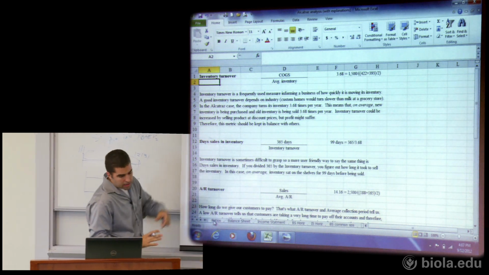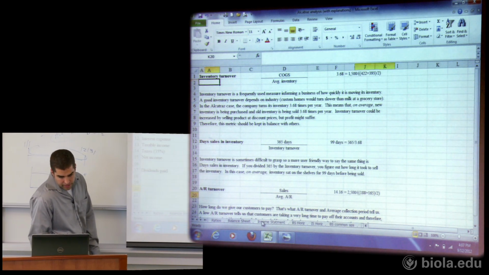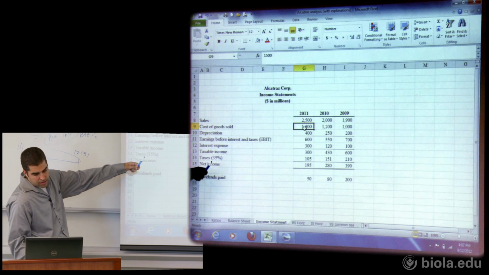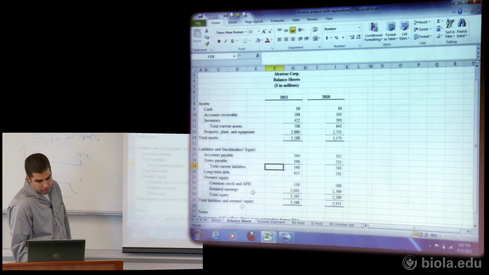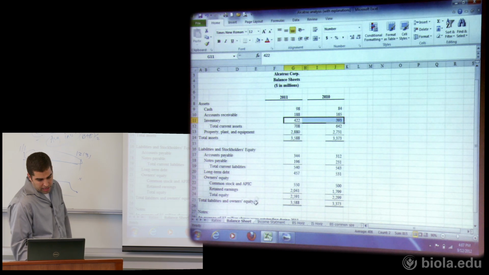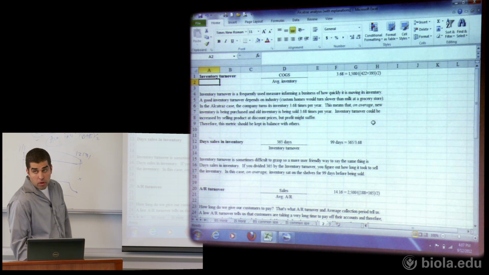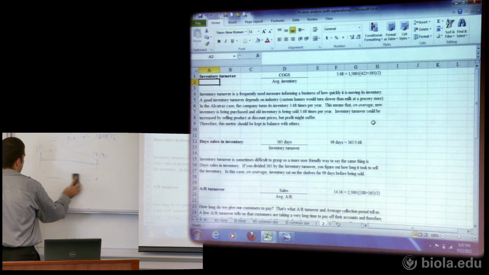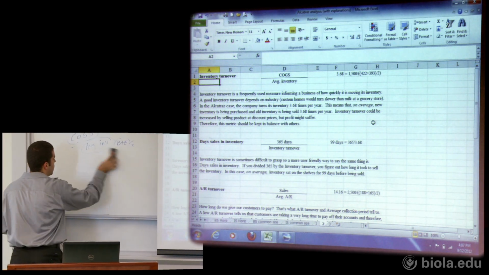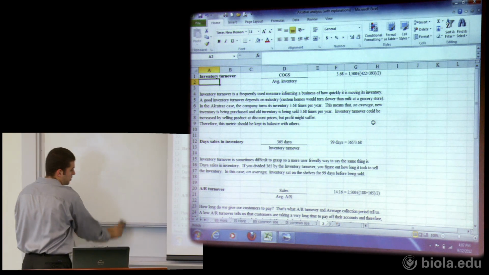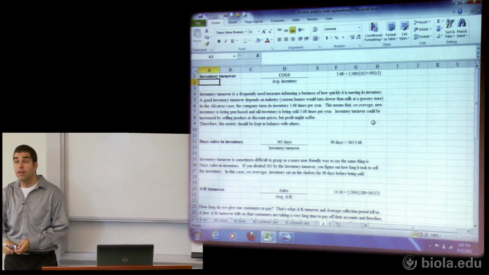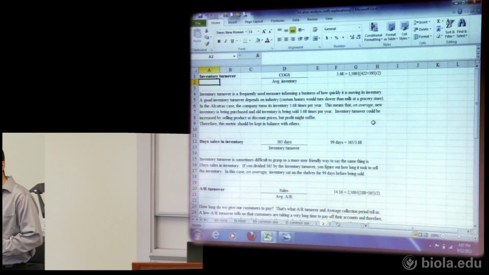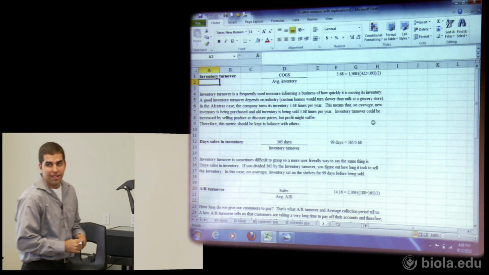So on the income statement you got 1,500 there. That was your numerator, and then you averaged the two inventories and came up with, what was our number? 3.68, right? Yes. Good or bad? Ganna, 3.68, is that good or bad? It's amazing.